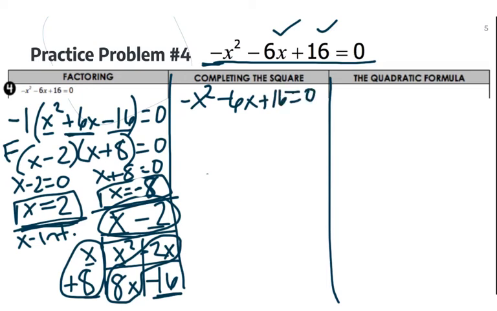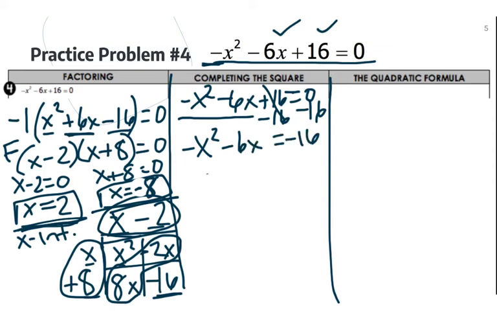Okay, and now I only care about these guys. So I'm going to say goodbye to this 16, and I'm going to say negative x squared minus 6x equals negative 16. I'm going to change colors. Again, I don't like that negative being in front of x squared. I want it to be a 1.